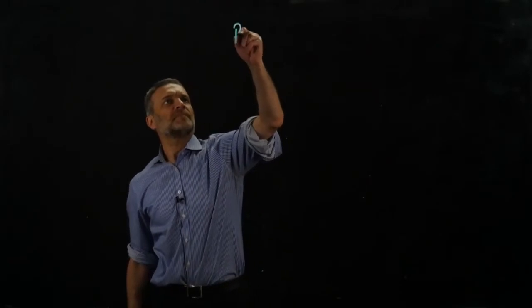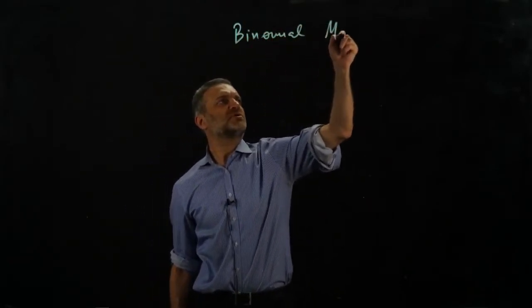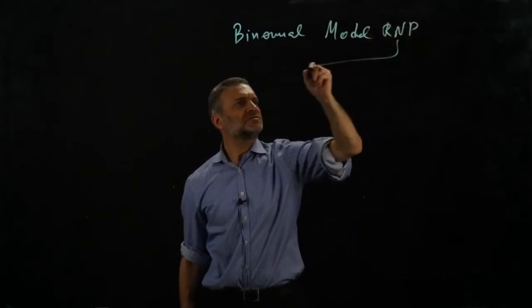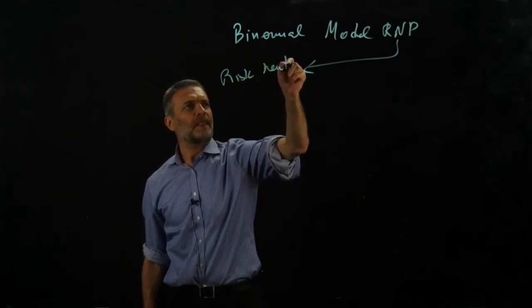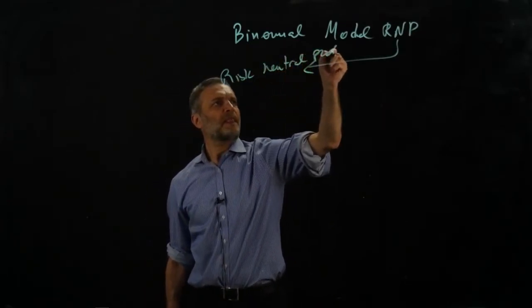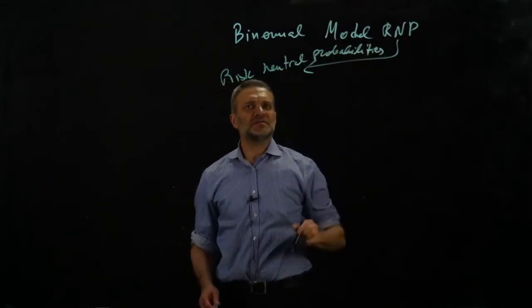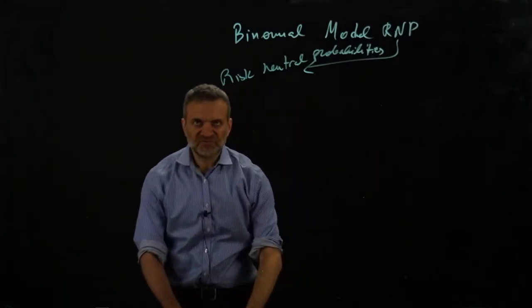Okay, guys, this is the second part for the binomial model. And in this part, what I'm going to talk about is RNP, which is risk-neutral probabilities. And the risk-neutral probabilities are actually coming from the following observations.